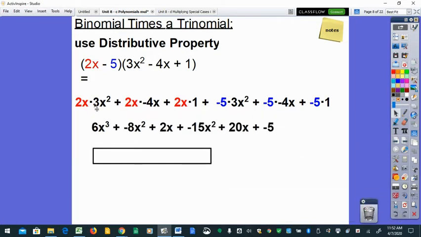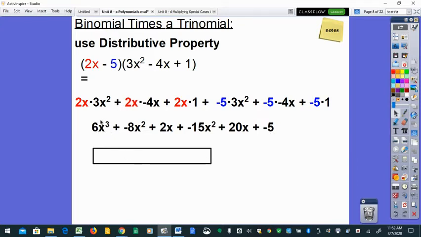So this gave us the 6x to the third. This gave us the negative 8x squared. This gave us 2x. This gave us negative 15x squared. This gave us the 20x. And this gave us the negative 5. And now we're looking for like terms. So I would have you write this step, mandatory, and now let's see how those all come together.